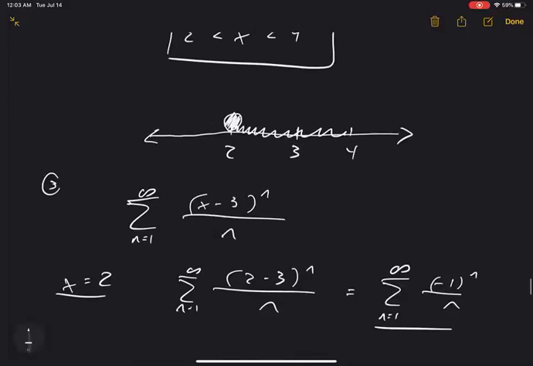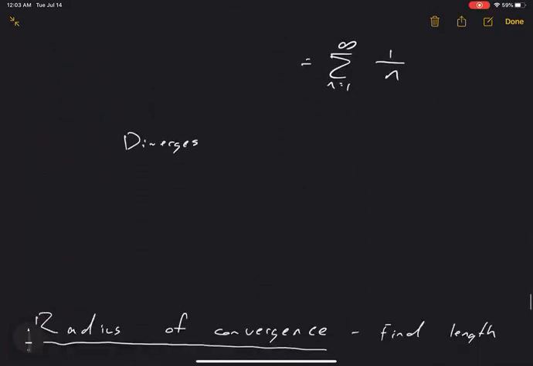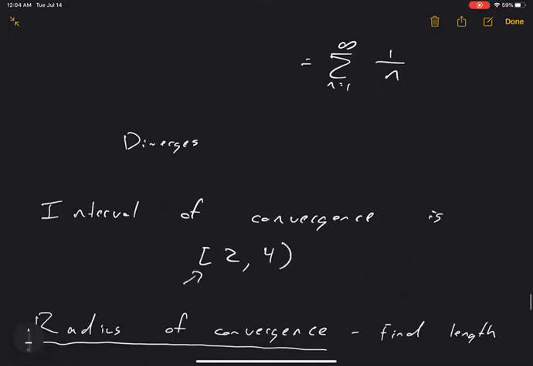Okay, so that means I don't want to include that endpoint 4. So my interval of convergence is from 2 to 4, including 2 and not including 4. So my interval of convergence is 2 comma 4, bracket on the 2, parentheses on the 4.